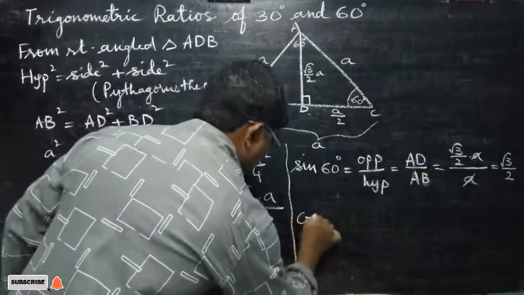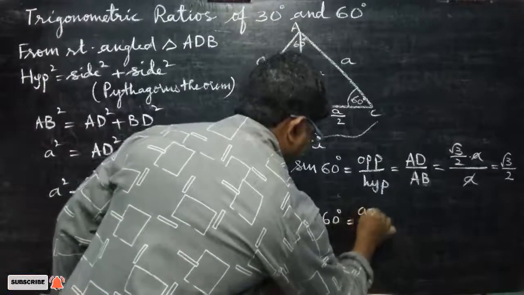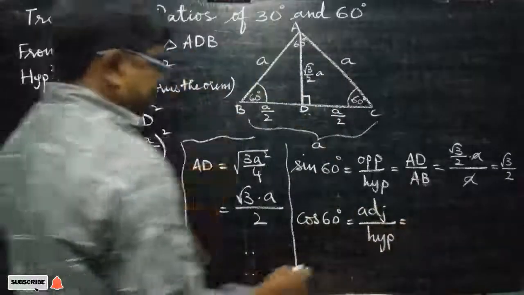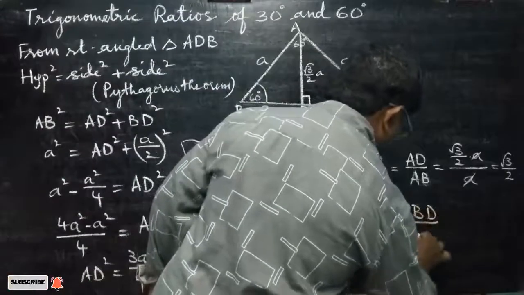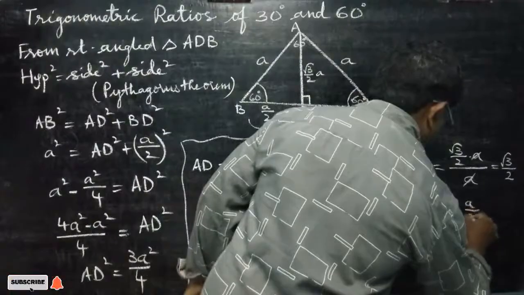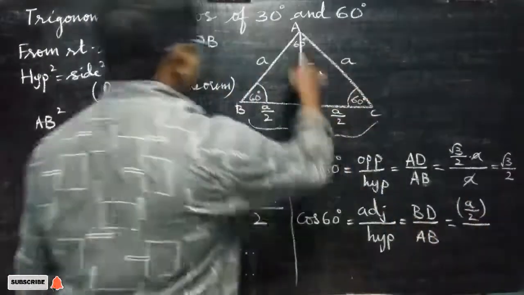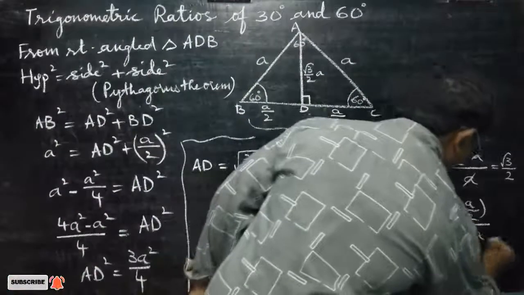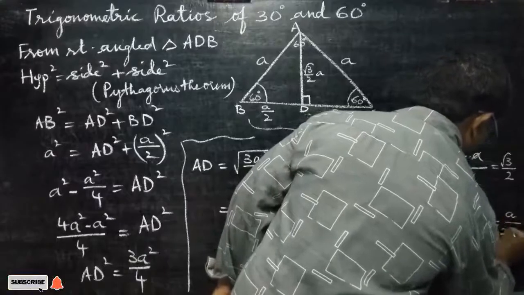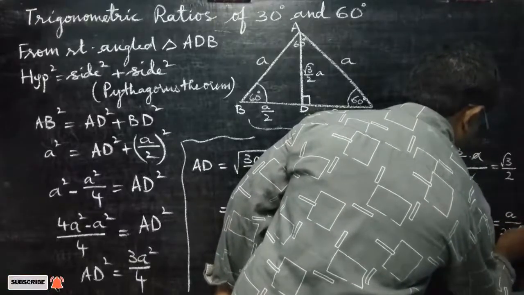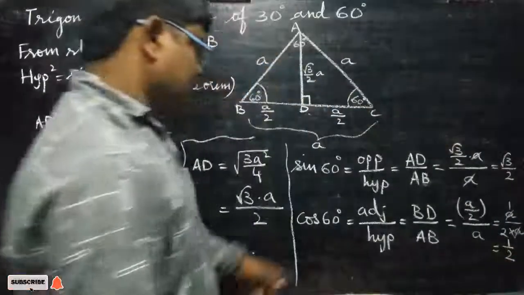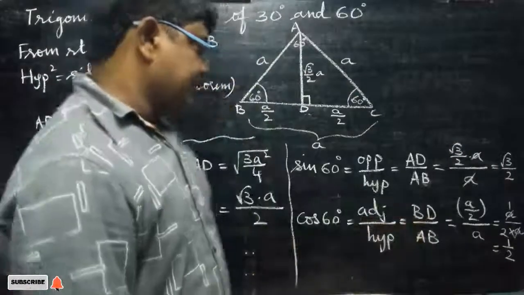Now come to cos. Cos 60 degrees. Adjacent side to 60 degrees by hypotenuse. What is adjacent side? BD. BD by AB. BD how much? A by 2 numerator. AB how much? A. Now, here A by 2 into A. A goes in A one time. How much you got means half. 1 by 2. So, therefore, cos 60 is equal to 1 by 2.